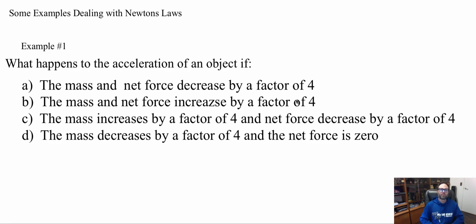So let's look at an example here dealing with the ratios of Newton's second law. Here it says what happens to the acceleration of an object if A, the mass and net force decrease by a factor of 4. B, the mass and net force increase by a factor of 4. C, the mass increases by a factor of 4 and the net force decreases by a factor of 4. D, the mass decreases by a factor of 4 and the net force is 0.